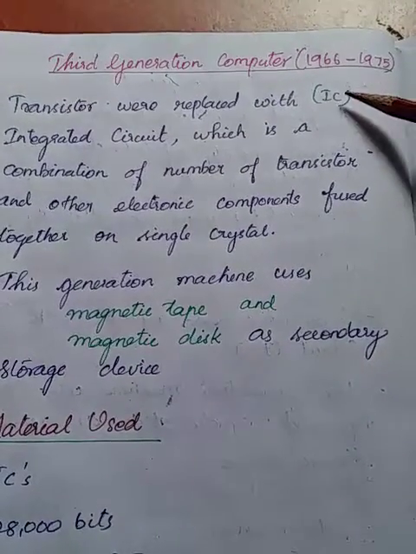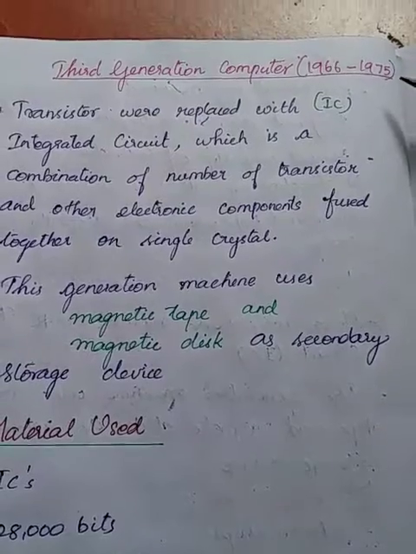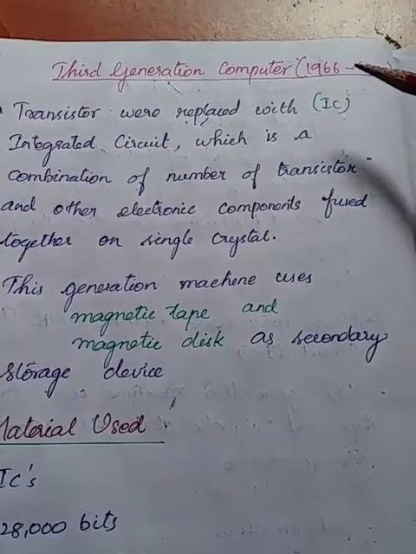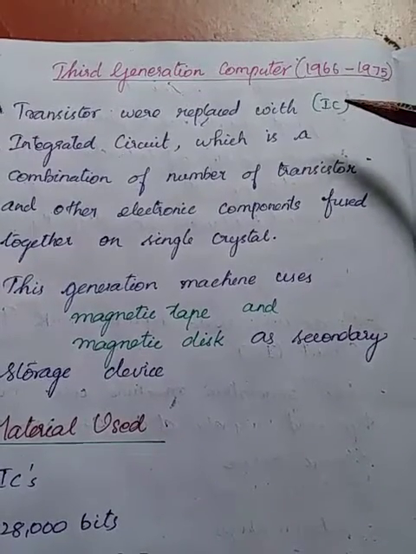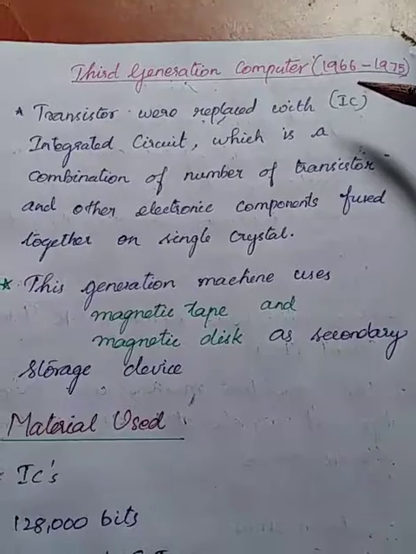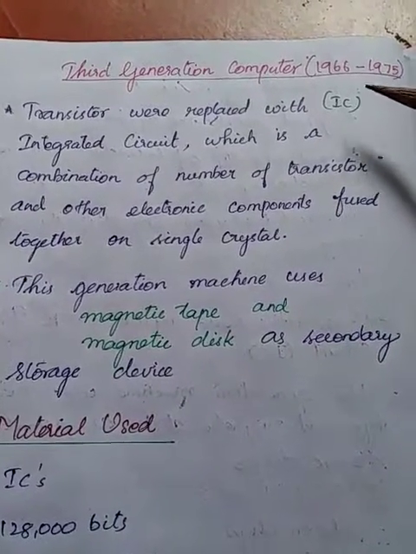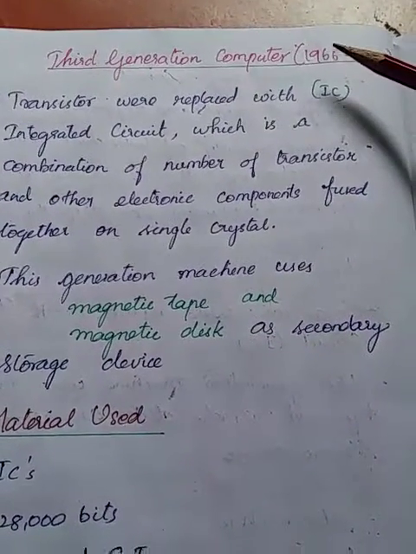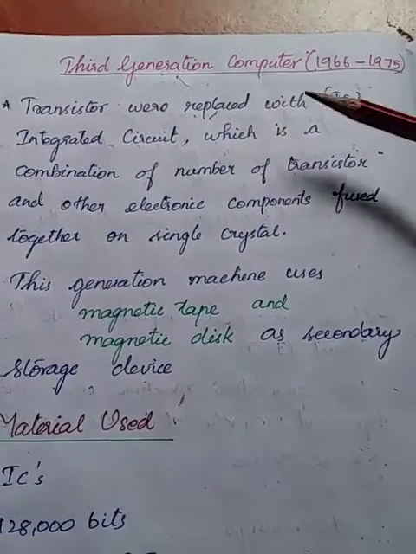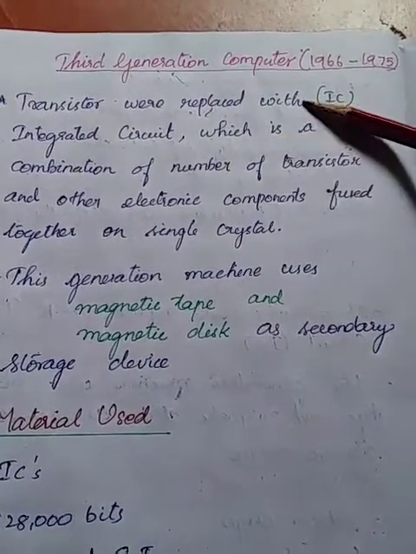Due to the drawbacks, second generation computers were introduced. Second generation computers use transistors, and the programming language was replaced by assembly language, where symbolic codes are used. The third generation computer evolved during the period of 1966 to 1975. Transistors were replaced with ICs here.